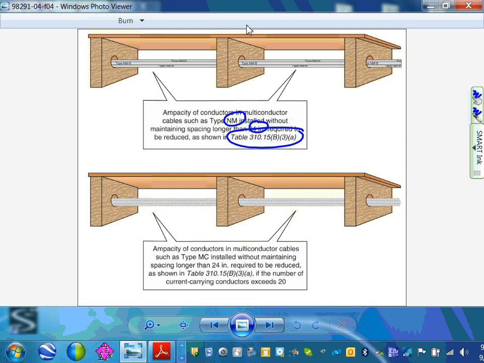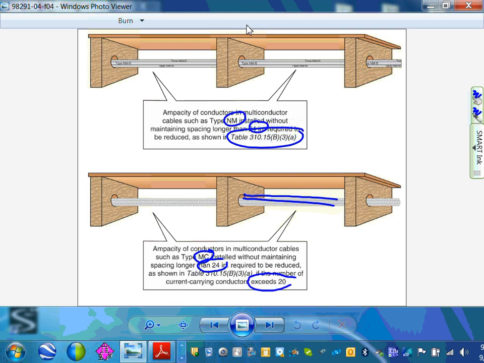If you have an AC cable, this is an MC cable, and you bundle them together like this for more than 24 inches, you also have to derate. But these guys, you have to derate them. Look at how they can get away.